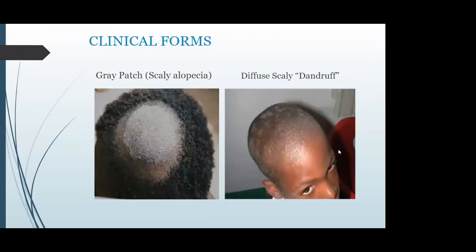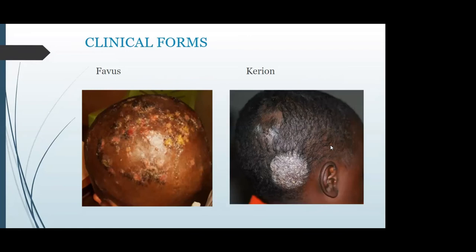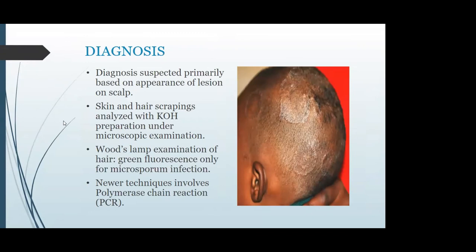Okay, so these are different clinical forms of tinea capitis. You can see on the left, the type that they call gray patch. It just affects a circumscribed area of the head, and you can see the surrounding alopecia. It can also present as a form of diffuse scaly lesions, which we typically call dandruff. Next slide. Both these conditions tend to be non-inflammatory. And then the next forms are the more severe and inflammatory forms, and one is called favus. You can see the way it's already looking, that it looks inflammatory with superimposed infection.